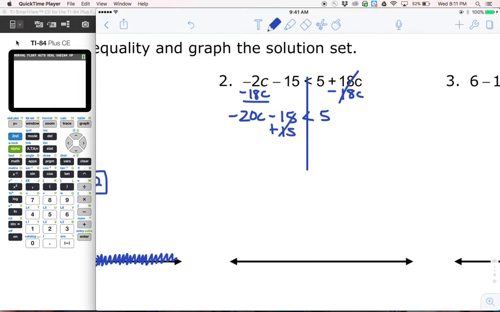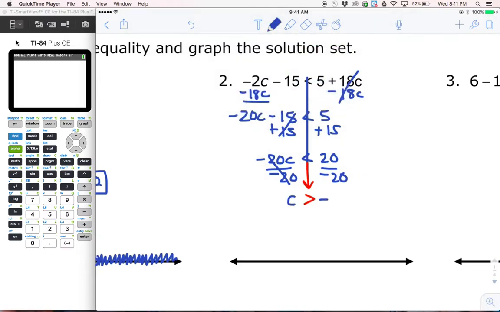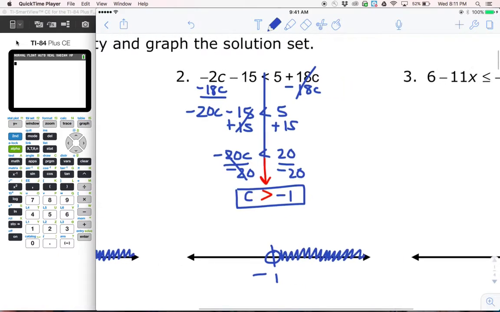Add 15 to both sides. Now I've got negative 20c is less than 20. And finally, divide by negative 20 on both sides. You just divided an inequality by a negative, so now we're going to flip this thing around. So now I have c is less than negative 1. Sorry, greater than negative 1, because we flipped it. Here's my inequality. On the number line, I've got an open circle, because this line is not included. And it's c is greater than negative 1, so we're going to go to the right. Problem 3.